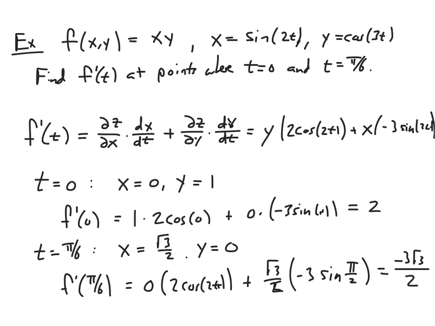negative 3 square root 3 all over 2. Okay. Now again, you could have from the very beginning formed function f as a function of a single variable t and done the derivative, and we would have done basically the same calculations, just set up a little bit differently here. But for more complicated functions, the chain rule can often be the more elegant approach.